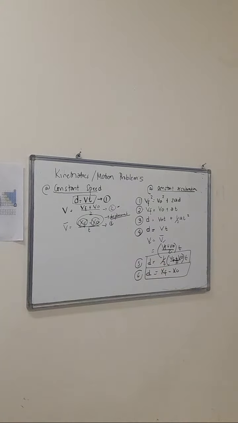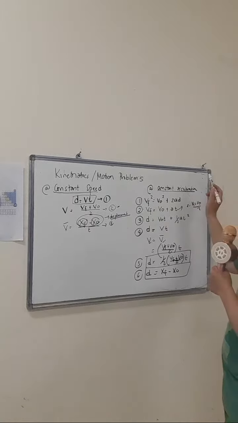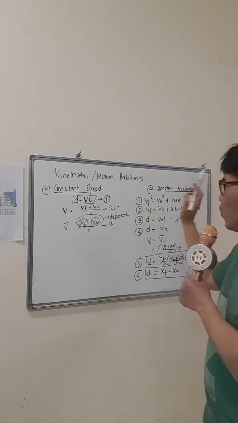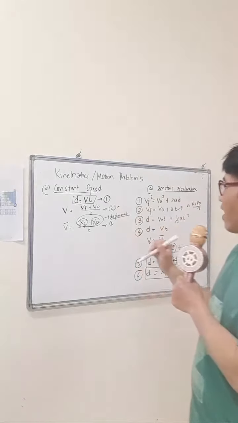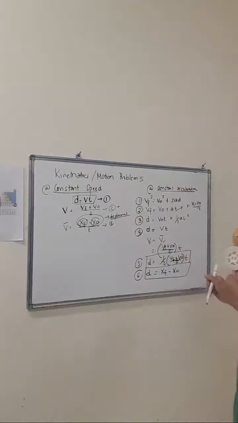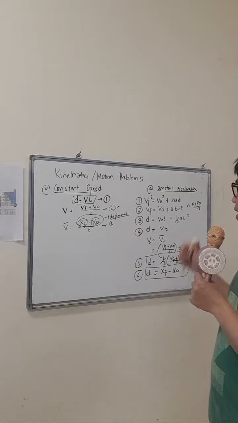By the way, Vf also comes from the acceleration equal to Vf plus Vo divided by 2, and you are just deriving this one. That's why it becomes Vf is equal to Vo plus At. So you have 6 equations at constant acceleration, and we have also 3 equations at constant speed, something like that.